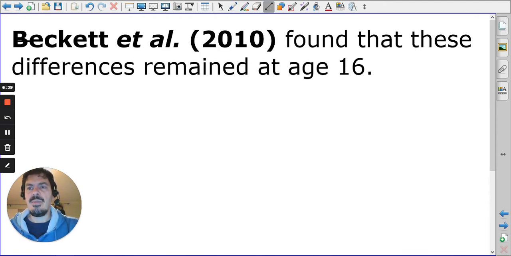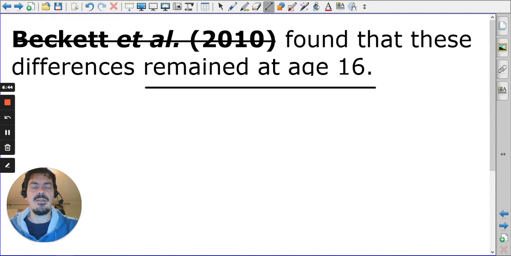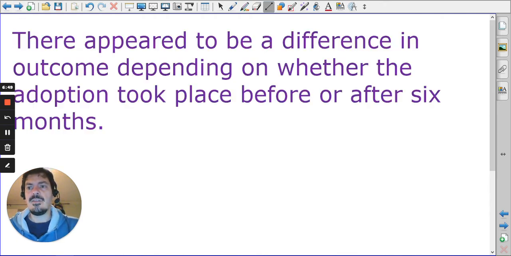Now, you don't need to remember Beckett's name, but Beckett looked at these children, and we see that these differences did remain until they're 16. So effectively, they did not catch up. They didn't suddenly get better after time. And so what we can then say about Rutter's study is that he showed us that there is a difference in the outcome depending on whether you adopted early or late. So that's before or after 6 months. There's a difference depending on when you were adopted. And that's possibly why in the UK we do have a lot of pressure to make sure that babies that are given up at birth are adopted before the age of 6 months.